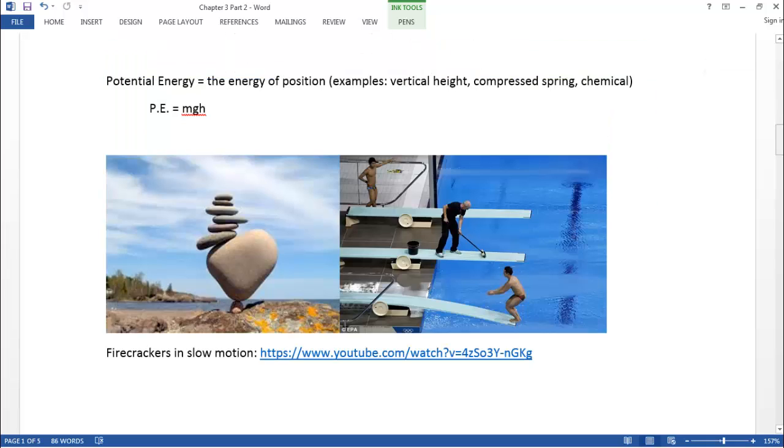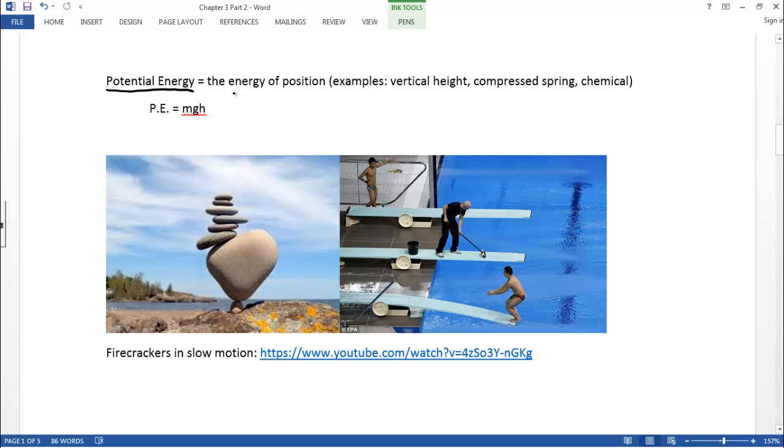Okay, there are some different forms of energy that we should be aware of. The first one is called potential energy. And potential energy, it's a good name. When you talk about someone having a lot of potential, it means that they have a lot of ability to do something or achieve something, but they just haven't done it yet. Same is true for potential energy.